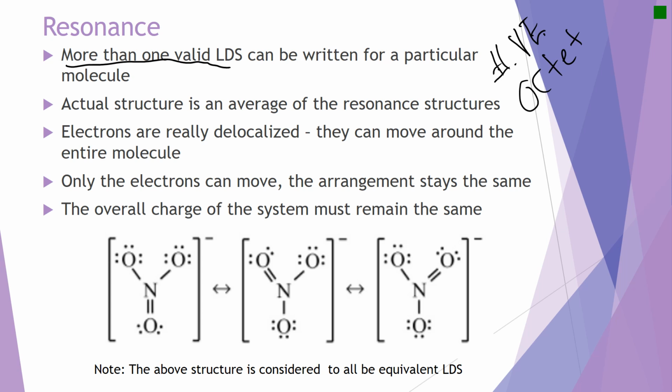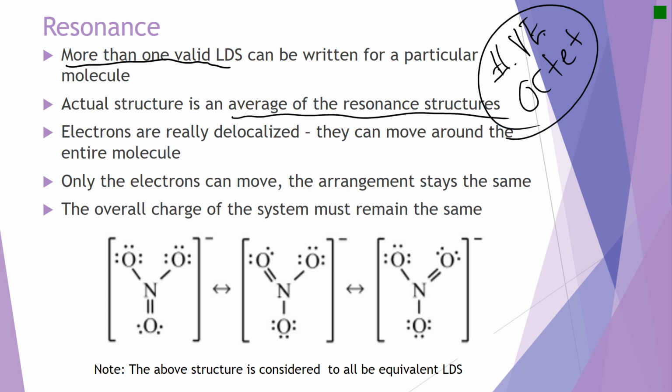What actually exists is that the Lewis dot structure is an average of these resonance structures. What that means is that it's not necessarily even as far as how stable or favorable they are. Some structures last a lot longer than others, but all of them are valid as long as they follow these two rules of the valence electron and octet.